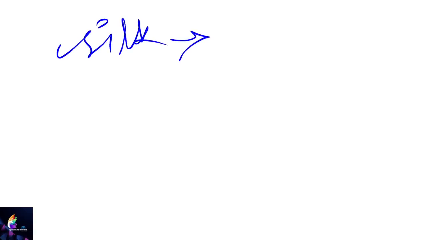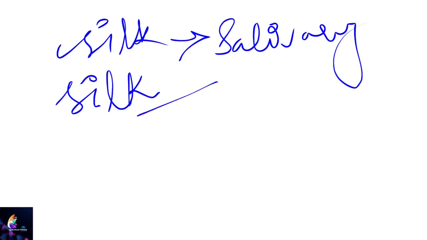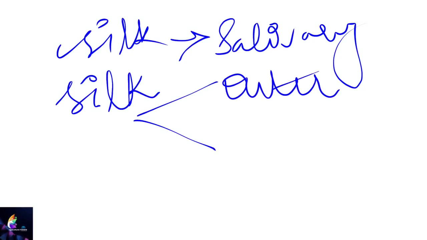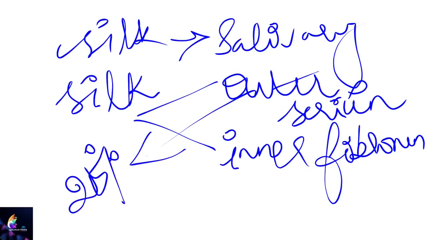Very firstly, silk is actually the secretion of silkworm from its salivary gland. It is an important point, make note of it. And this silk is made up of two important proteins, namely outer sericin, which was one of the previous year AFO questions, and inner fibroin. These are the proteins from which silk is made. Sericin is 25% and fibroin is 75%.